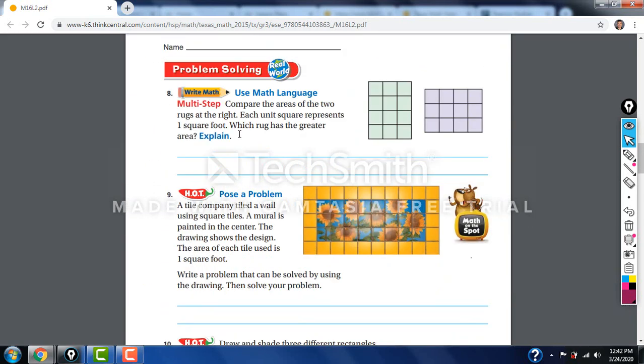Alright, for the problem solving multi-steps, you're going to compare these two sections. Compare the areas of the two rugs at the right. Each unit square represents 1 square foot. Which rug has the greater area?